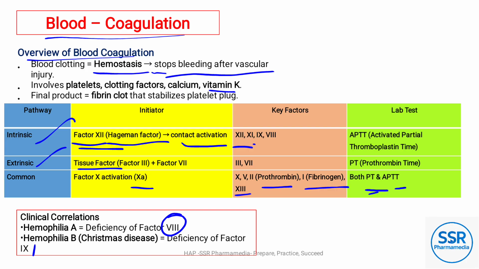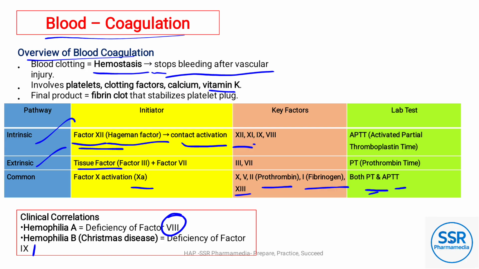In blood coagulation, there are three pathways: intrinsic, extrinsic and common. The intrinsic pathway involves factor 12, the Hageman factor, and factors 11, 9 and 8. It is assessed by the lab test activated partial thromboplastin time.